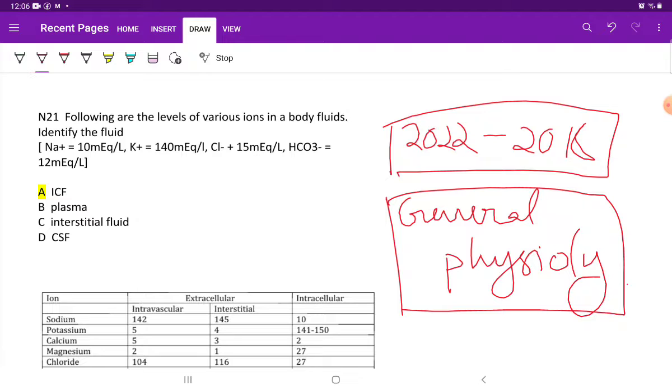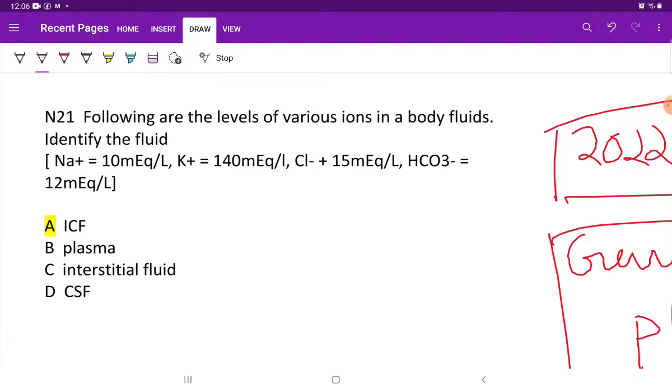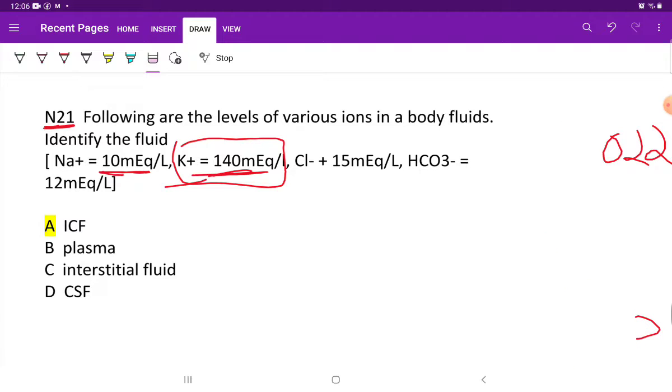Okay, so let's start. It was being asked in NEET PG examination 2021. So following are the levels of various ions in a body fluid. Identify the fluid. So basically here you can see the sodium concentration is low, the potassium concentration is high, and it is just needed to identify in which particular body fluid the potassium concentration is high.